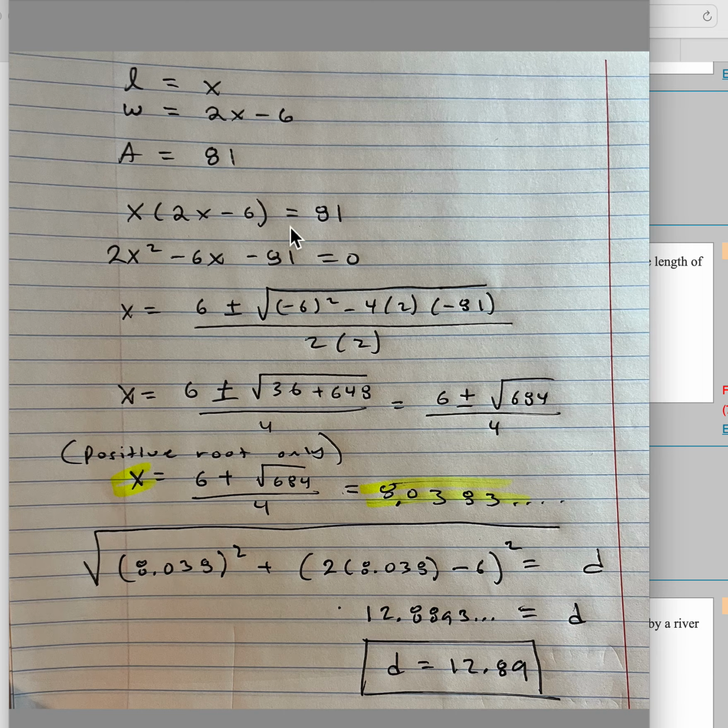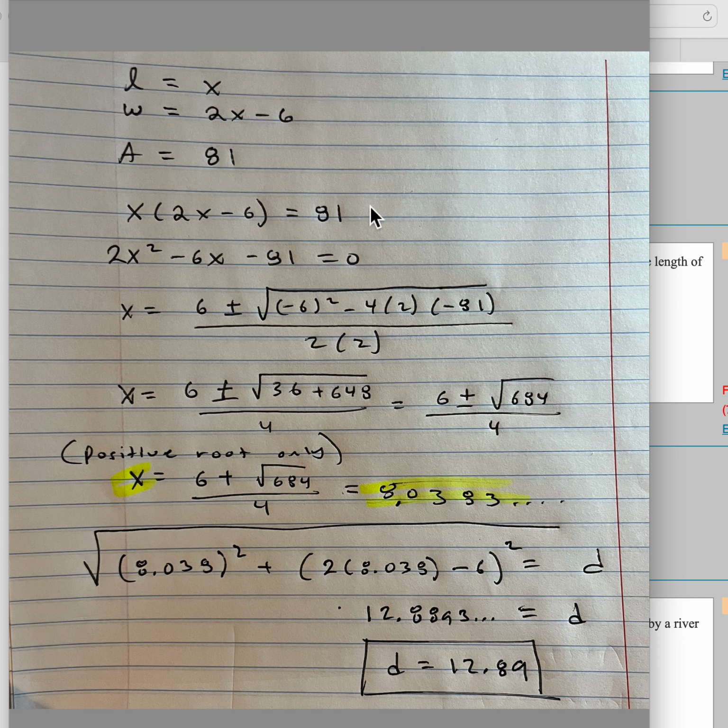Okay, so I wrote it out so I could just kind of talk through it because there's a bit of writing. So I let my length be x, and then my width was 6 less than twice the length. So there's my 2 times the length less 6. And then noting my area is 81 here.